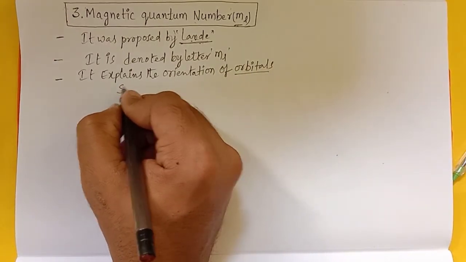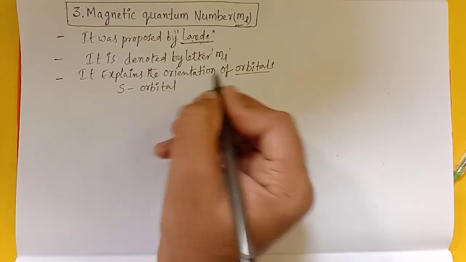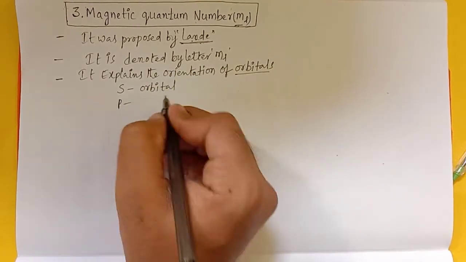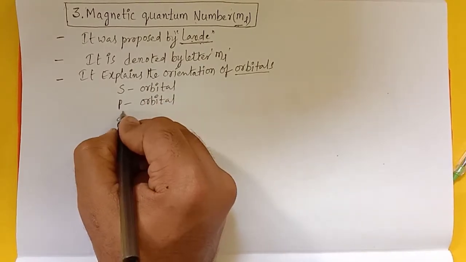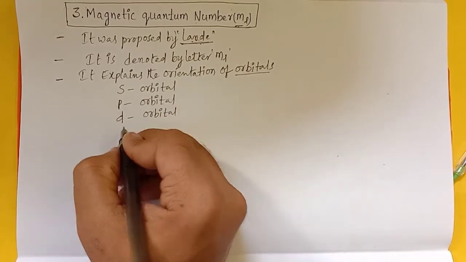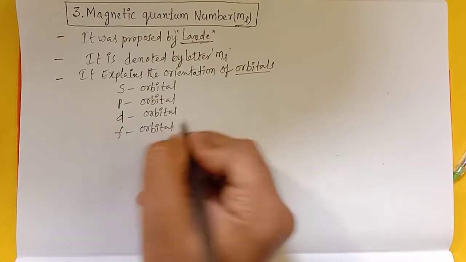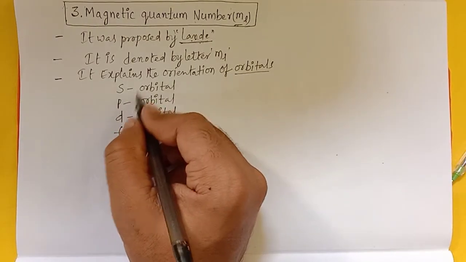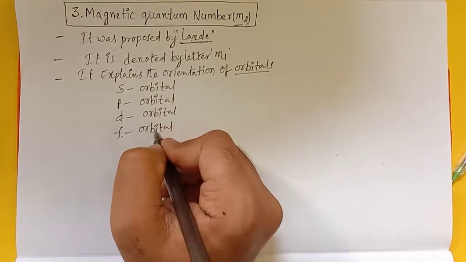So how many types of orbitals are there? 4 types of orbitals. The first type, S orbital. P orbital, D orbital, and F orbital. So how many orbitals are there? 4 orbitals: S orbital, P orbital, D orbital, F orbital.